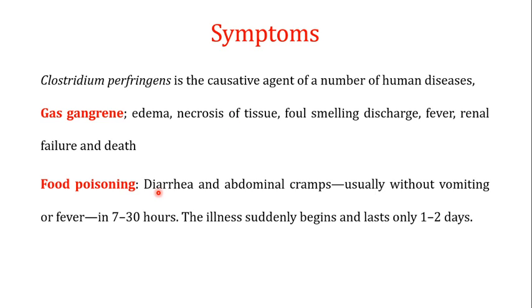Or in normal cases, by that I mean in cases of gas gangrene, there is death of the tissue. When you talk about food poisoning, which is actually caused by the toxins of Clostridium perfringens, diarrhea and abdominal cramps are usually there, usually without vomiting or fever, 7 to 30 hours after the intake of the contaminated food. The illness begins suddenly, and it lasts only 1 to 2 days when you talk about food poisoning, not about gas gangrene.